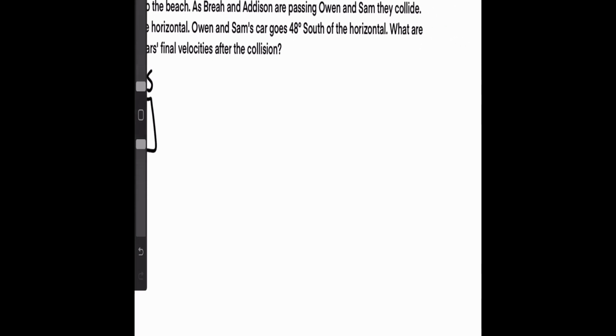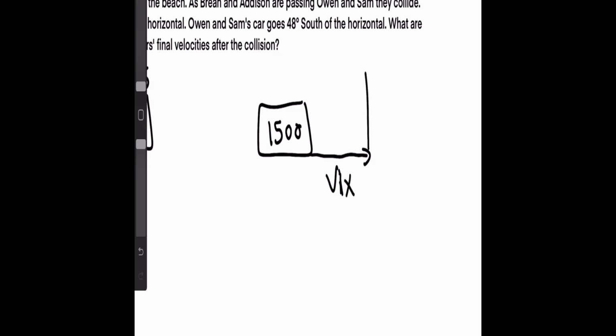Then we have the diagram after the collision, which is a bit more complicated. So we have Breah and Addison's car, still weighing 1,500. We have V1X here, V1Y here, and then we have V1 prime right here. And this is the 70 degrees north of the horizontal.